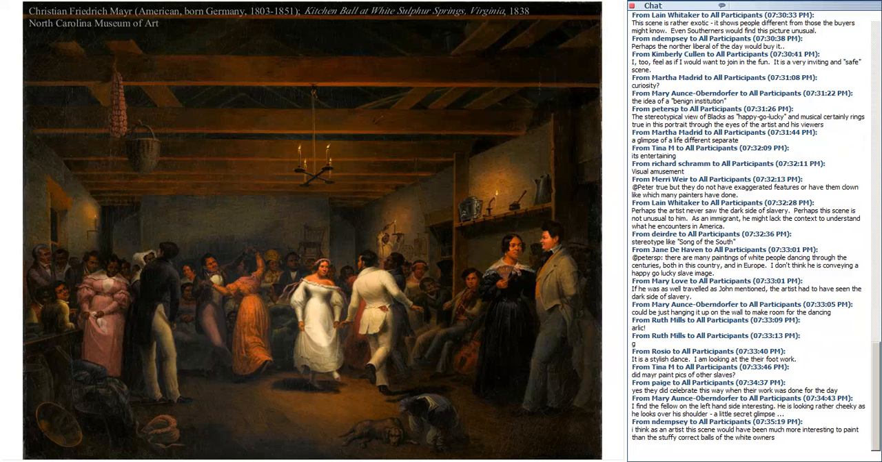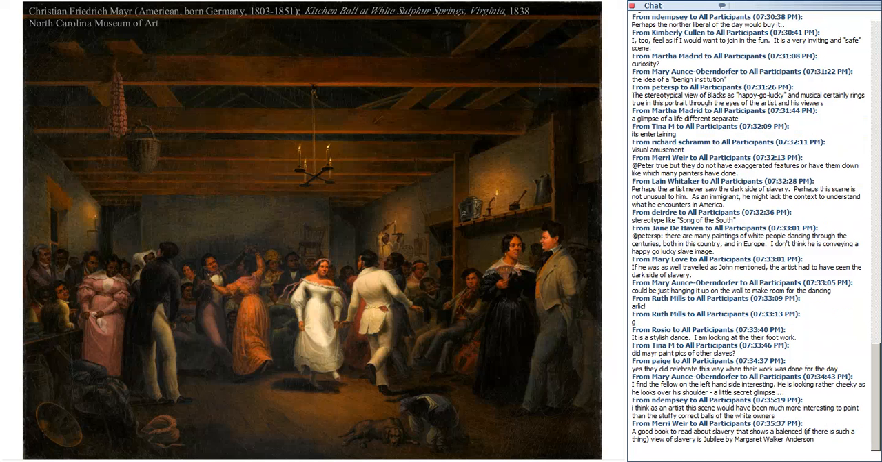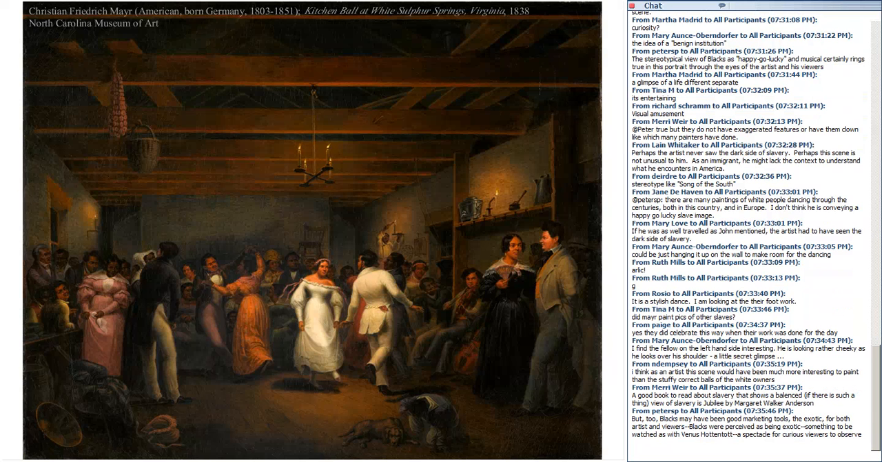I think he, as a German, as somebody who is only 5 or 6 years off the boat, I think it is certainly likely that he was attracted to the exoticism of Black culture more than American artists who had grown up with it around them. That he also did not have the racial blinders that native-born American artists would have had.